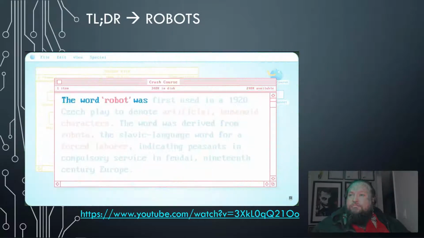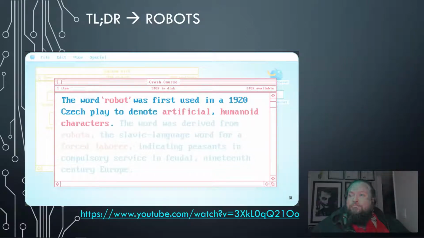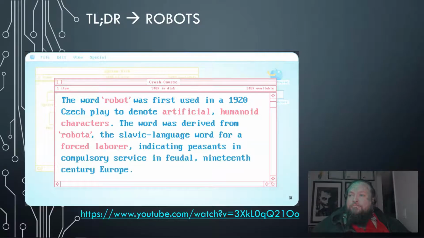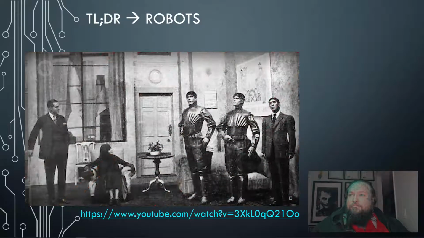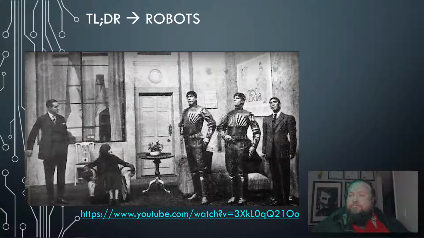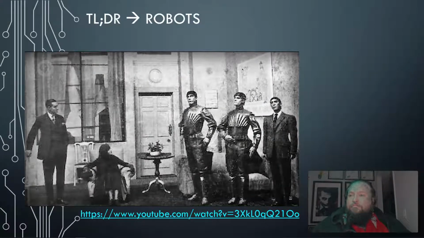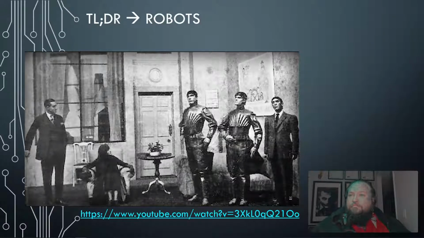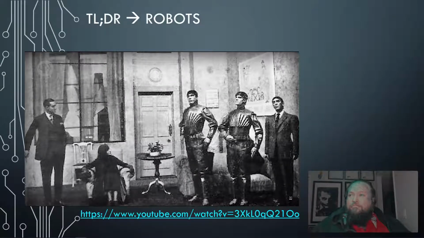The word robot was first used in a 1920 Czech play to denote artificial humanoid characters. The word was derived from robota, the Slavic language word for a forced labourer, indicating peasants in compulsory service in feudal 19th century Europe. The play didn't go too much into technological details, but even a century later, it's still a common portrayal. Mass-produced, efficient, tireless creatures that look humanesque, but are emotionless, indifferent to self-preservation, and lack creativity.